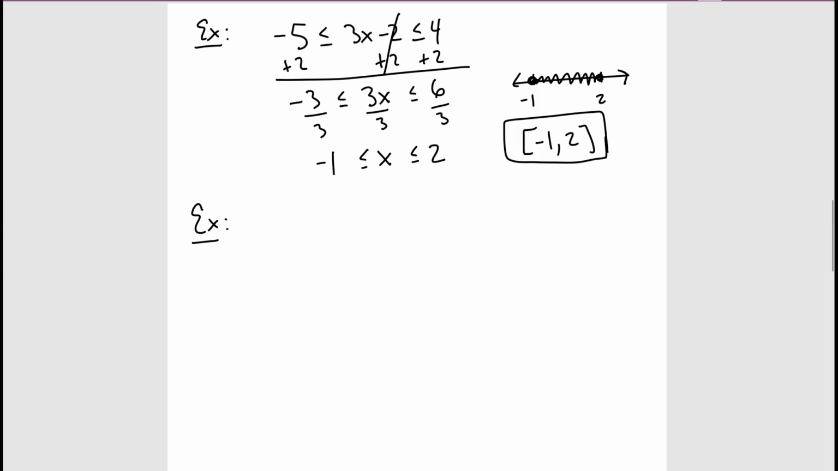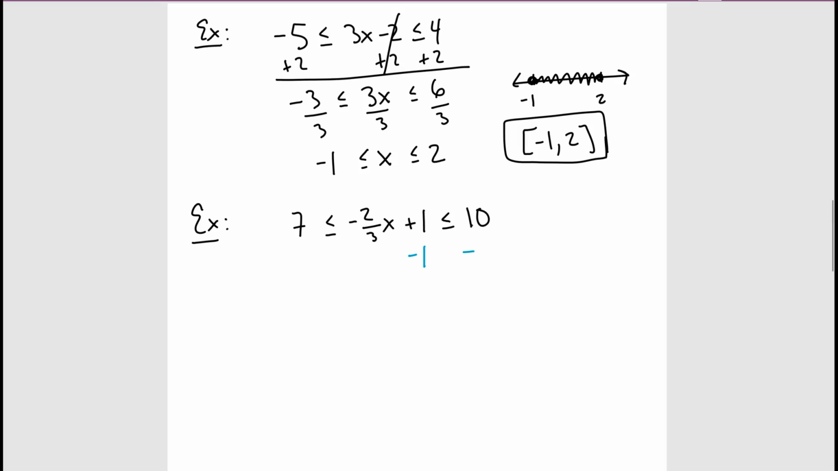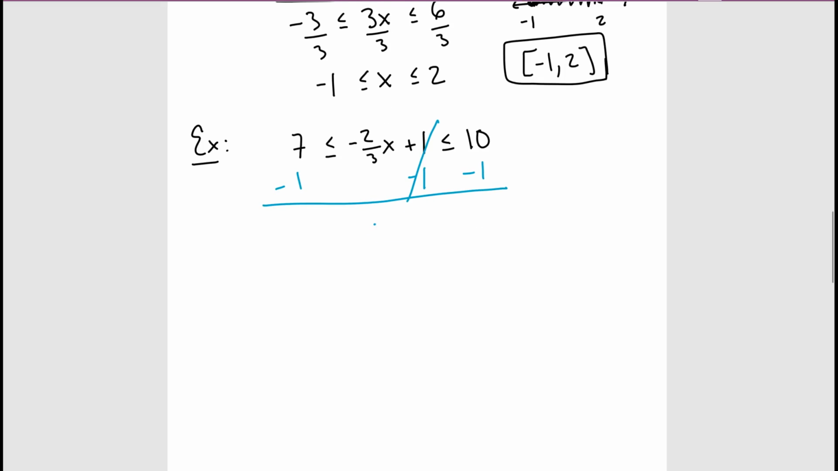So here's my example. It's going to be 7 less than or equal to -2/3 x plus 1 less than or equal to, let's say, 10. We're going to do the same exact thing. We're going to move the 1 over, -1 to every single side. This is going to go away. I'm going to be left with a -2/3 x in the middle. Now I have a 6 here, and I have a 9 here.